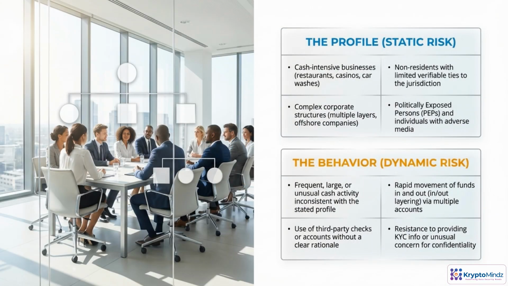When we assess high-risk customers, we look at two dimensions: who they are and how they behave. Static risk is about the profile. Cash-intensive businesses, complex corporate structures, non-residents, PEPs, or customers with negative news all start with a higher baseline risk even before they transact. Dynamic risk is about behavior. Large or unusual cash activity, rapid in and out, flows through multiple accounts, unexplained third-party payments, or pushback on KYC questions all increase concern. Effective AML work combines both views rather than relying on just one.